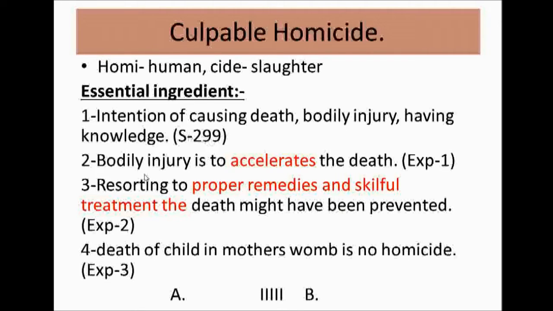Let us come to the second essential. The second essential is given under explanation 1 of section 299, which simply says that the bodily injury we are talking about is such as to accelerate the death. That simply means that a person who is intentionally causing bodily injury, not directly but accelerates the death.